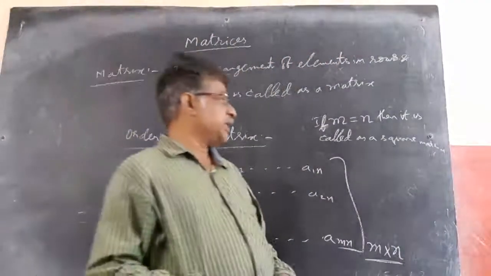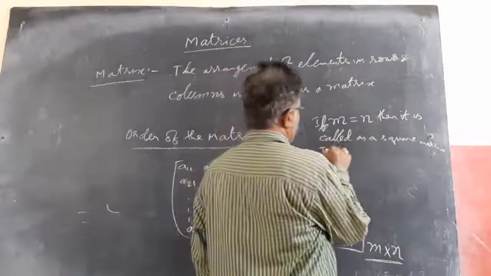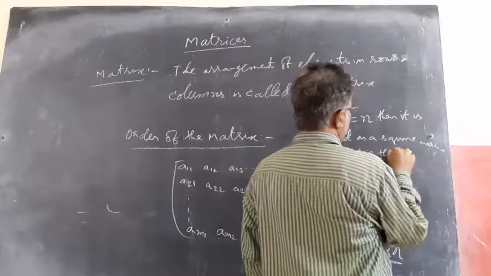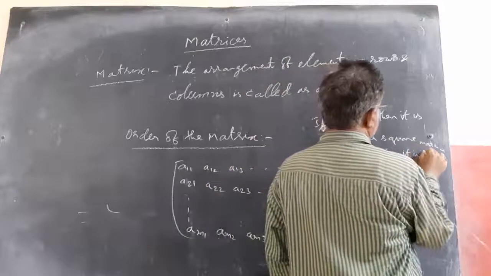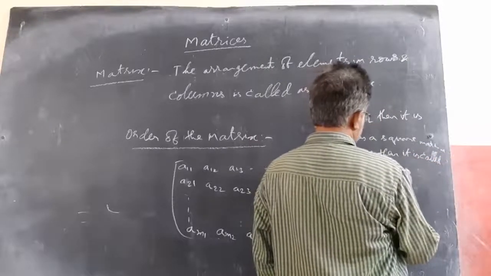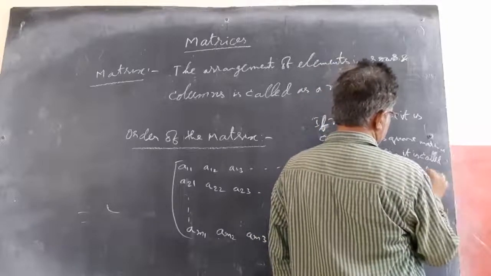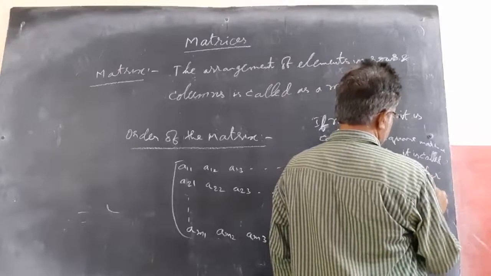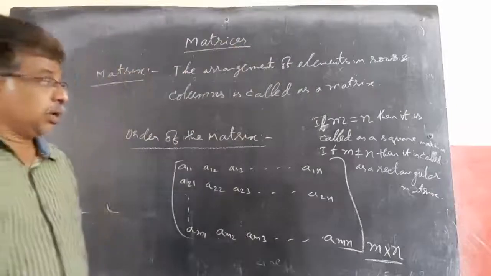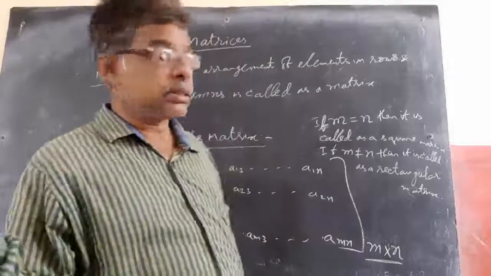If m equals n, it is called a square matrix. If m is not equal to n, then it is called a rectangular matrix. So if m equals n, it is a square matrix, and if m is not equal to n, it is a rectangular matrix.